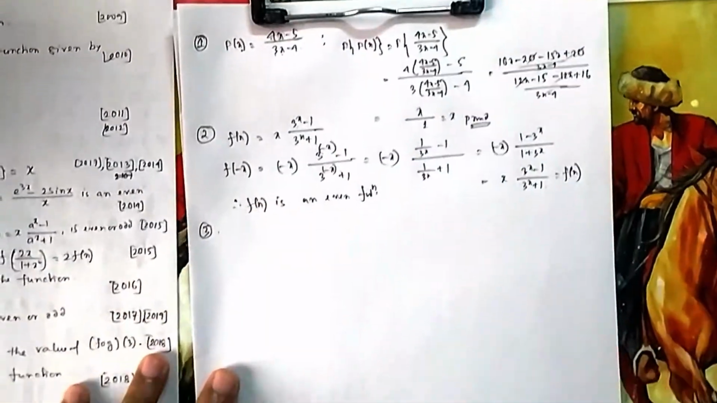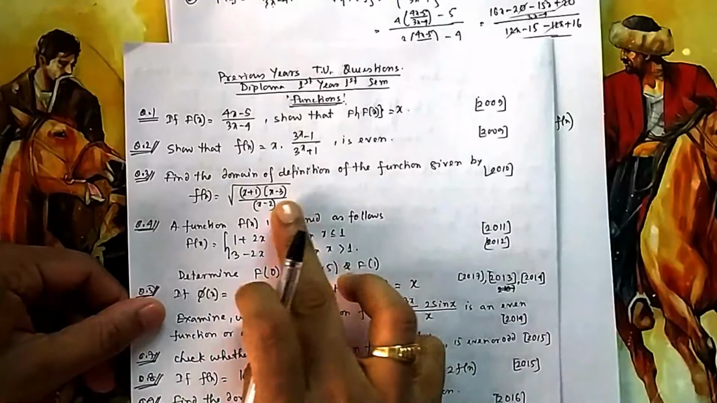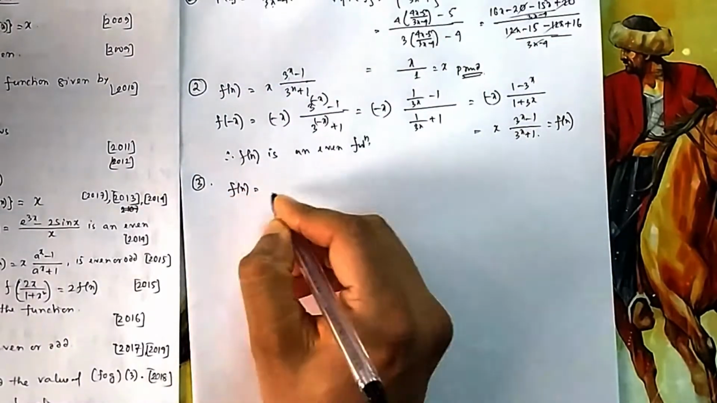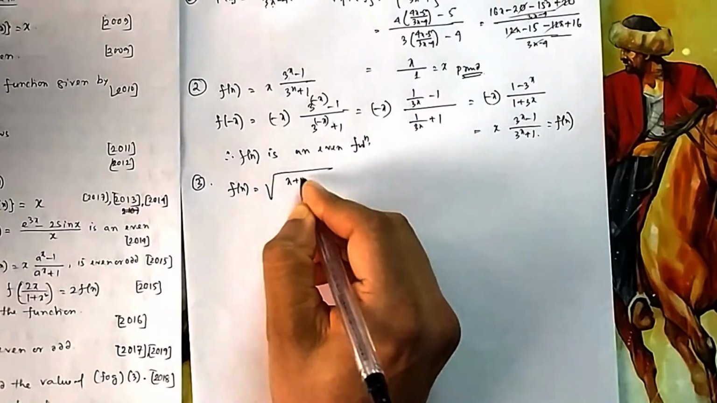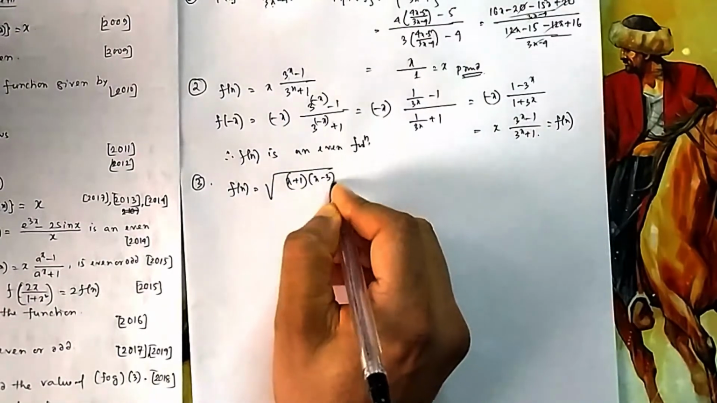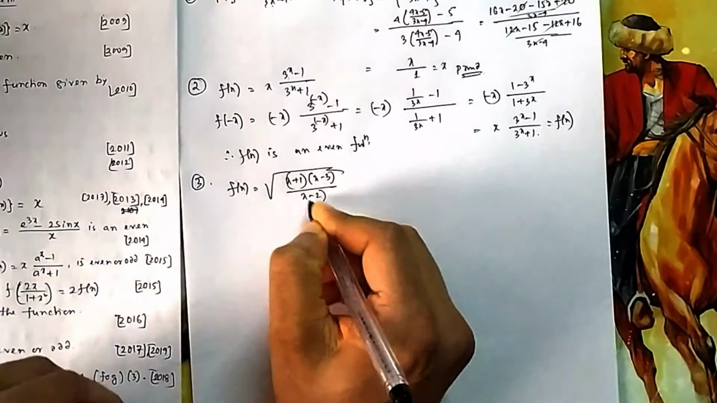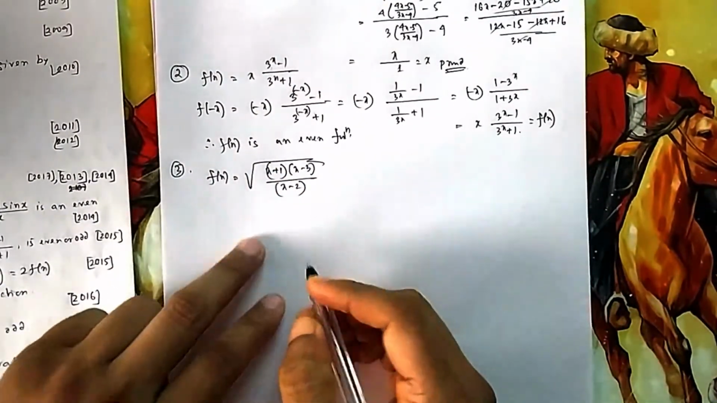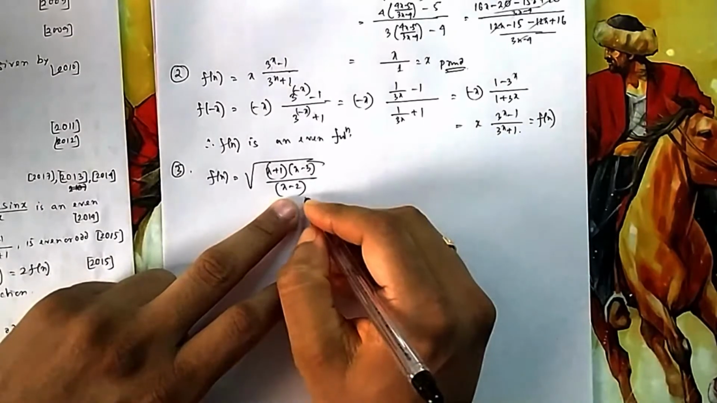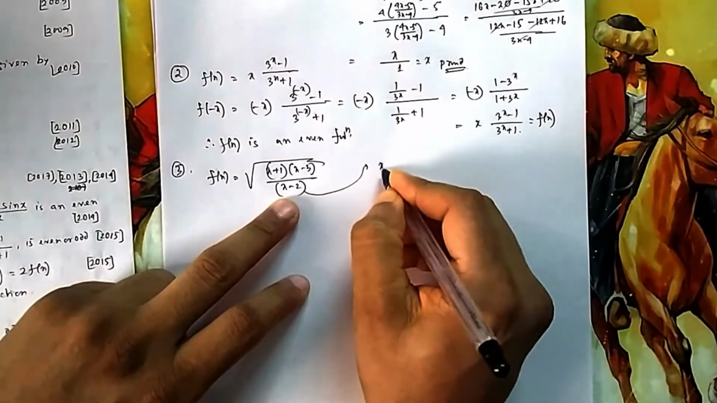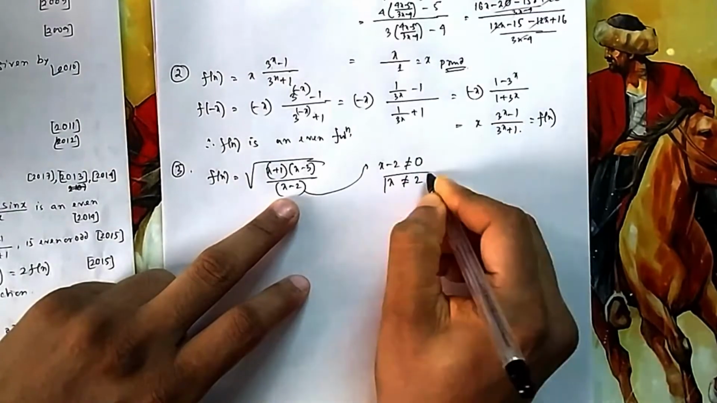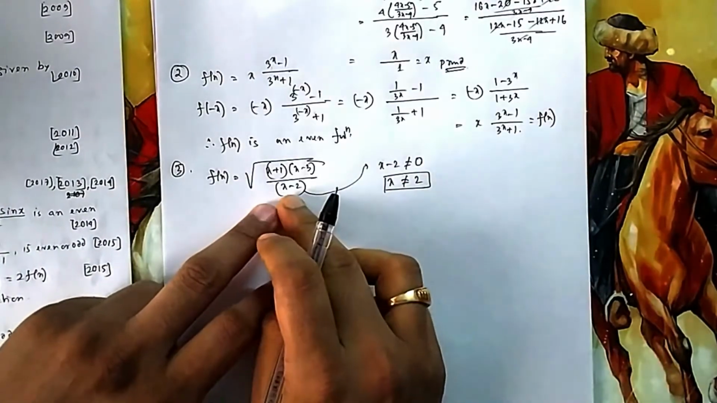Now, if you come to question number 3, find the domain of the function that is given by f(x) equal to this. So your f(x) is equal to the square root of (x plus 1)(x minus 3) divided by (x minus 2). Domain means whatever input you can give so that your output is a real number. So first, when you see a denominator, one thing should come to your mind: x minus 2 should not be equal to 0. That means x should not be equal to 2. That is one conclusion I have made. I cannot put x equal to 2.